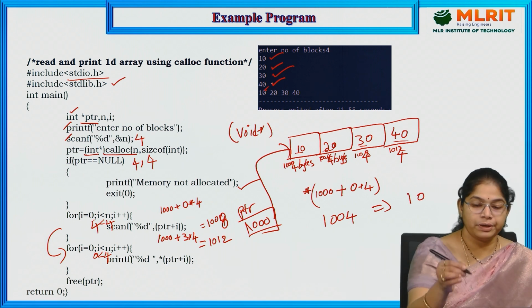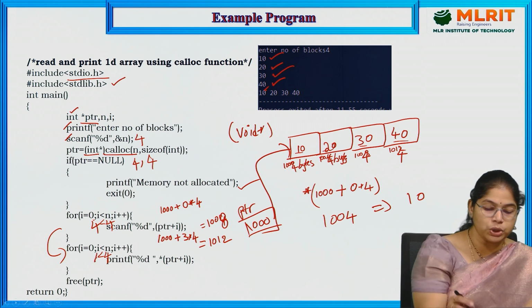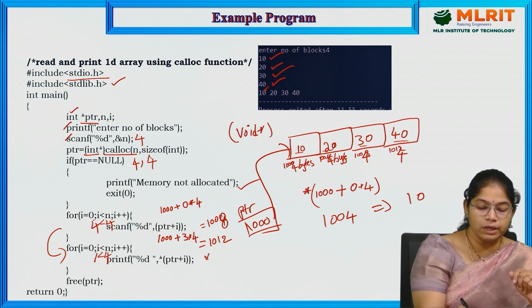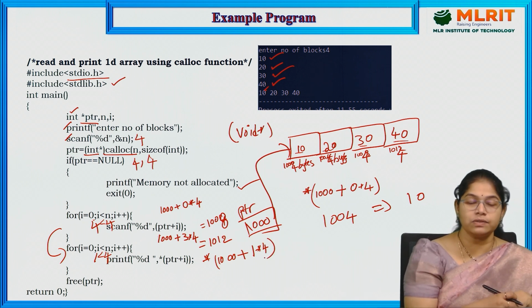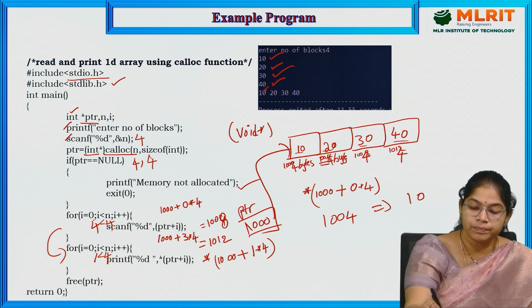So here it printed. Again i plus plus, now i becomes 1, 1 less than 4, condition is true. Then I want to print the value stored in that location, that is 1000 plus i, here 1, and the value is of type integer, size occupied by that is 4 bytes. So in the 1004 address, the value is 20. 20 is going to be printed.